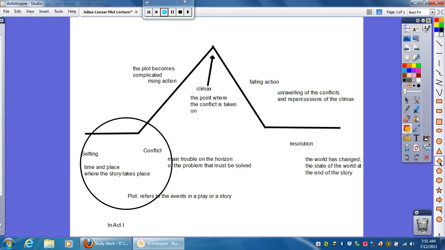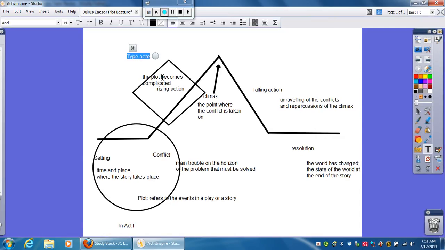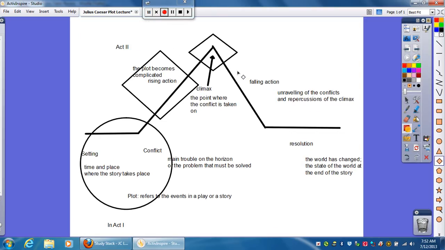Then when we take a look, it's going to be kind of difficult for me to get a circle around this. Then this part, and let's see, we'll make it shaped kind of like this. Whoops, Control Z. The rising action always takes place in Act 2 of the play. Things are becoming more complicated, the intensity is rising, and then the climax, this is where it's taken head on, always takes place in Act 3.